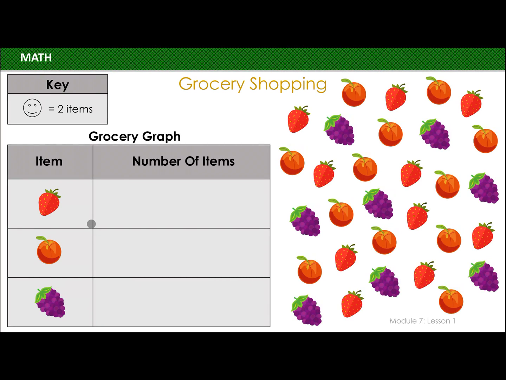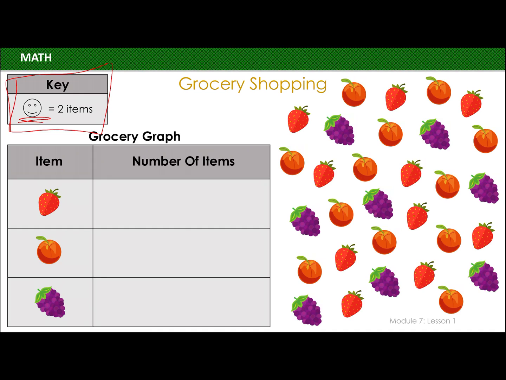So you are going to be practicing doing some graphing with pictures representing the number of items that you have for your graph. So I'm always going to check my key to see what picture I'm going to be drawing to represent my items, and sometimes we're going to have more than one item per picture. So if you look at the key here, it says 2 items per smiley face. So I know that 1 smiley face equals 2 of my fruits.